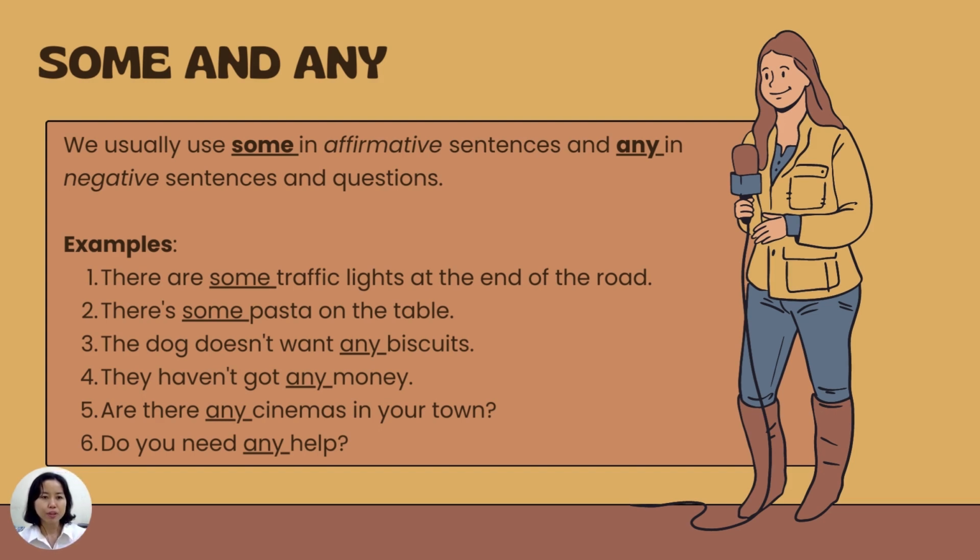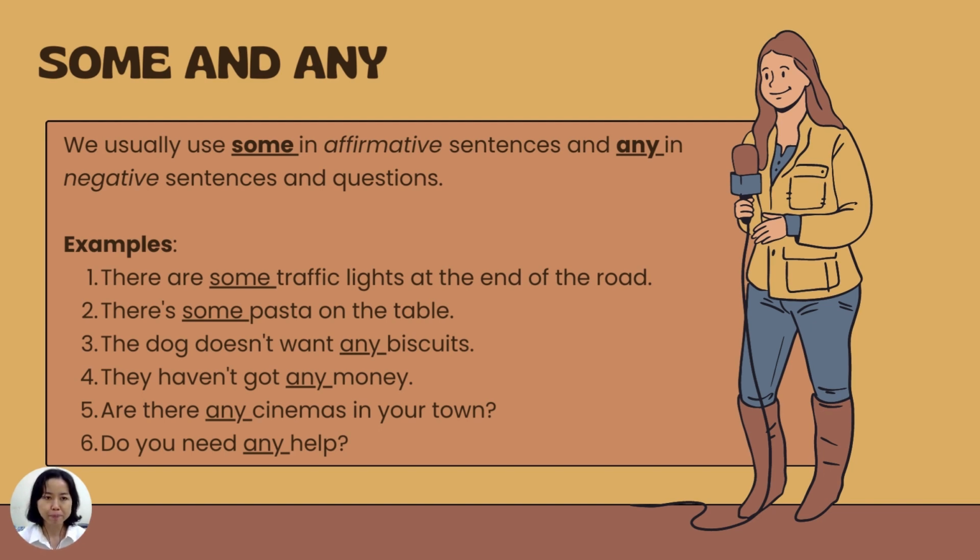Number one, there are some traffic lights at the end of the road. Is this sentence a positive or affirmative sentence, or a negative sentence? Yes, you're correct. This one is an affirmative sentence. There are some traffic lights at the end of the road. How do we know? There are no question marks and there is no not or negation here. Good. Let's move to number two.